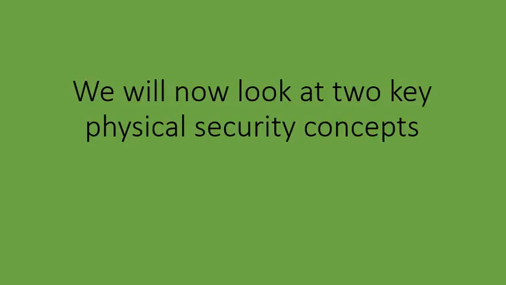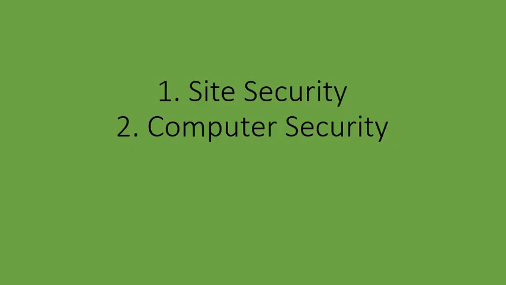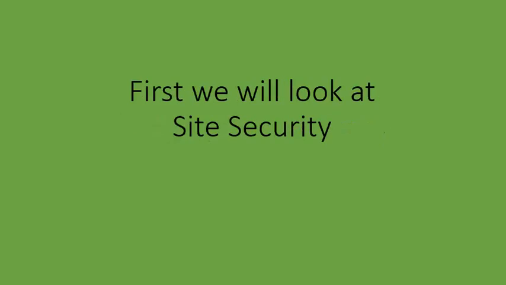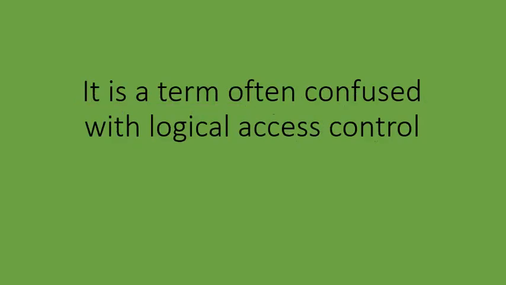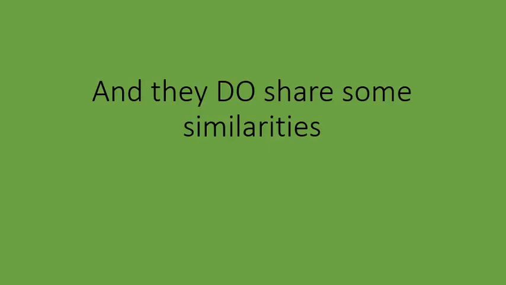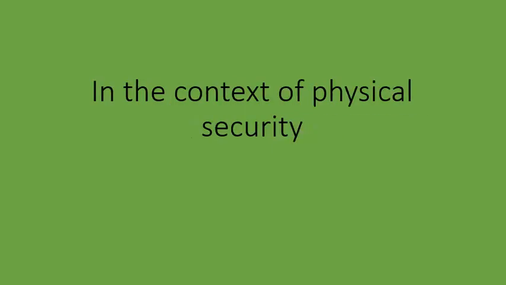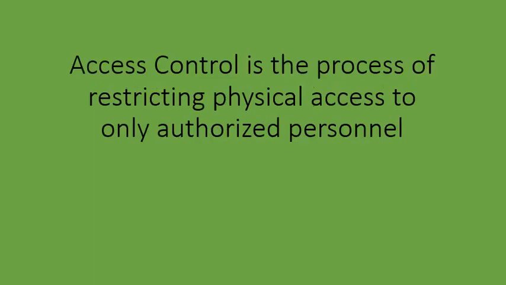We'll now look at two key physical security concepts: site security and computer security. First, we'll look at site security. Access control is an important physical security concept. It's a term often confused with logical access control, and they do share some similarities. In the context of physical security, however, access control is the process of restricting physical access to only authorized personnel.